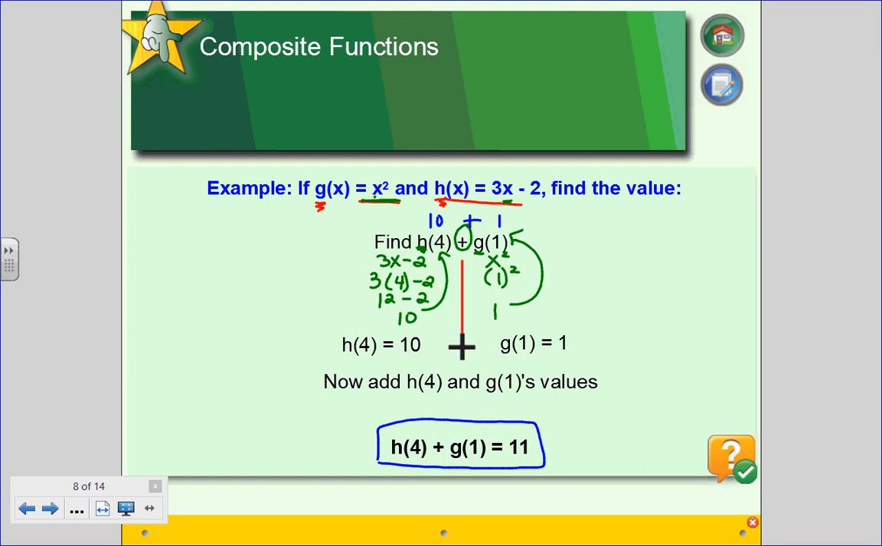Again, as our final answer, we'll state h of 4 plus g of 1 equals 11.